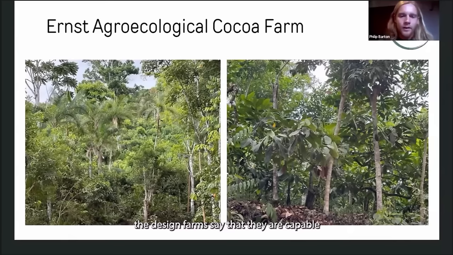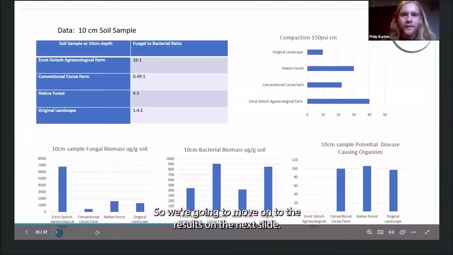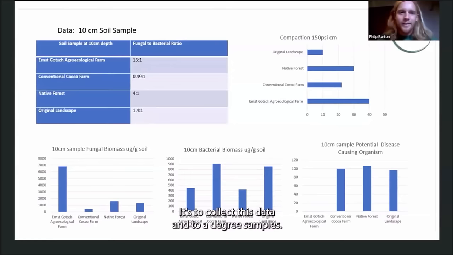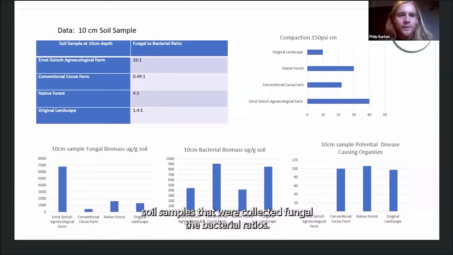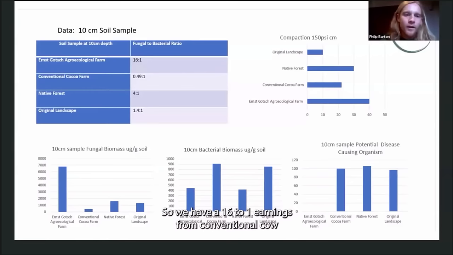Okay, so we're going to move on to the results on the next slide. So here we have the data that I collected. It was quite outstanding to collect this data and to do these samples for Ernst. On the left, these are the 10 centimeter soil samples that were collected, fungal to bacterial ratios. So we have a 16 to 1 at Ernst's farm.